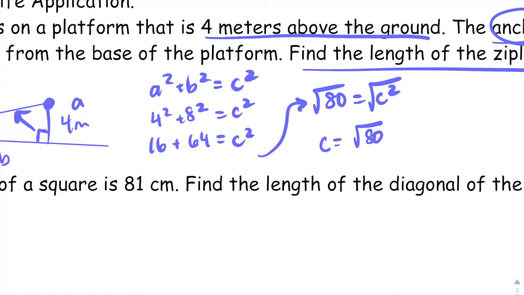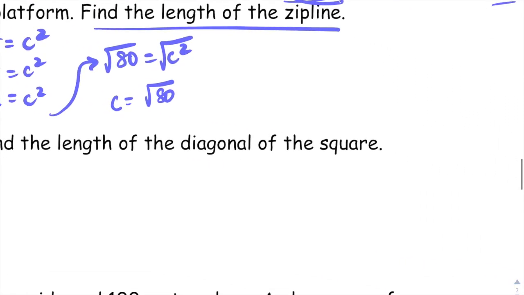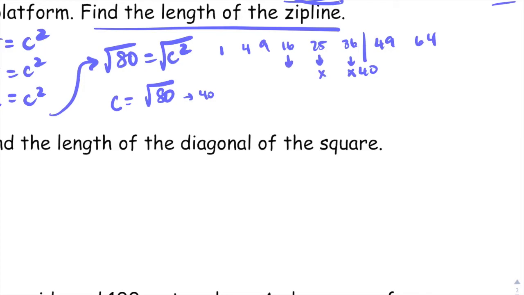So now the question is, can this be simplified? The answer is yes, it can, right? So remember your perfect square sheet. We'll stop there. Okay, so half of 80 is 40, right? So 40 would fall here. 36 going into 80? Nope. 25? Nope. 16? Yes. Right, so this can be split up into square root of 16, square root of 5.